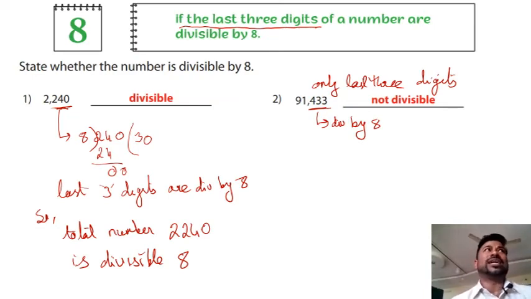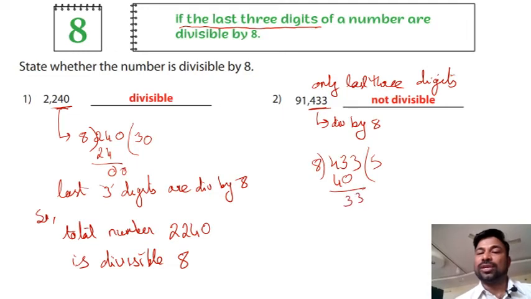So here, if you check it out, 433, do you think it is divisible? Let us check it by 8. 5 8s are 40, right? Then 33, we know. 8 3s are 24, there 6, and here we are getting 9 as remainder. So the last three digits are not divisible by 8.